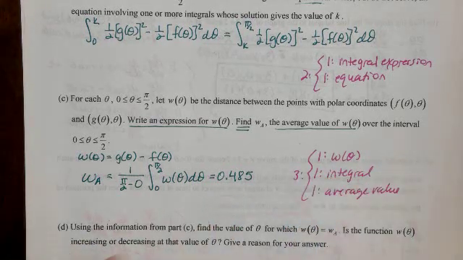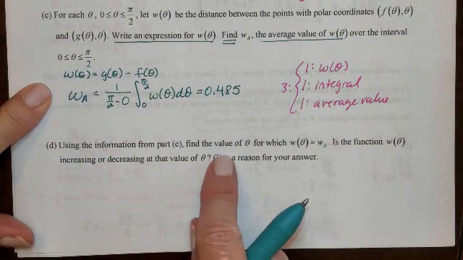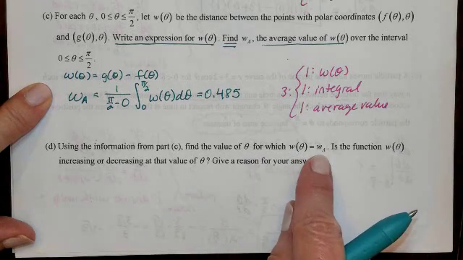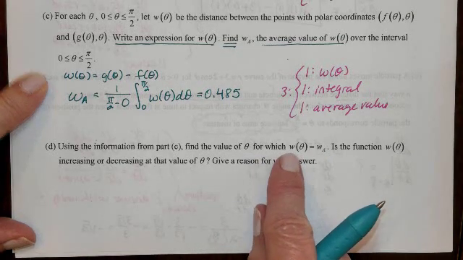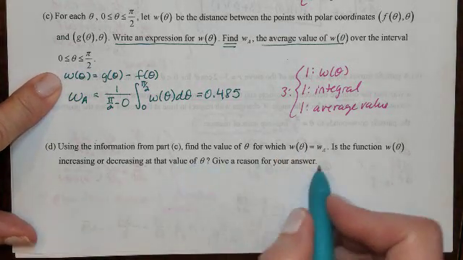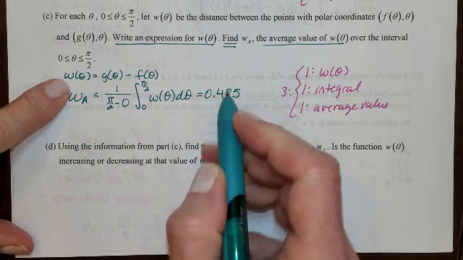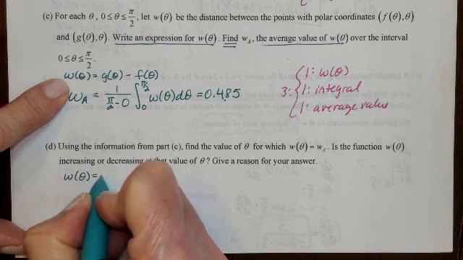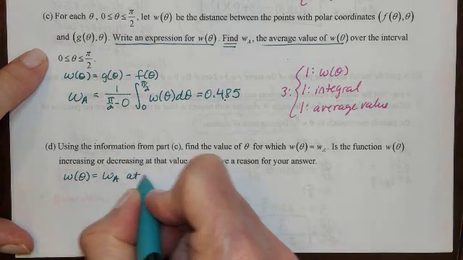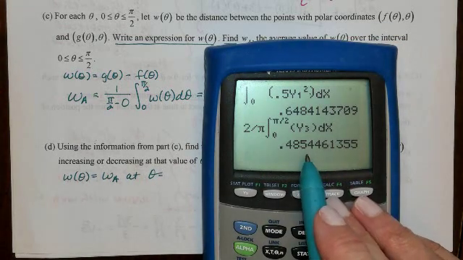So 3 points. Okay, next up, using the information from part C, find the value of theta for which W of theta is equal to W sub A. So we want the theta that makes W equal this, right? So that's not bad. I just take W and set it equal to 0.485, right? So W of theta is equal to the average value of W at theta equals, okay, to my calculator I go. So this is my W sub A.